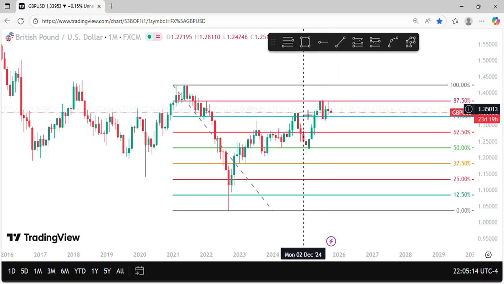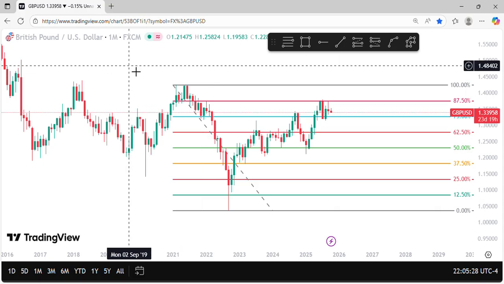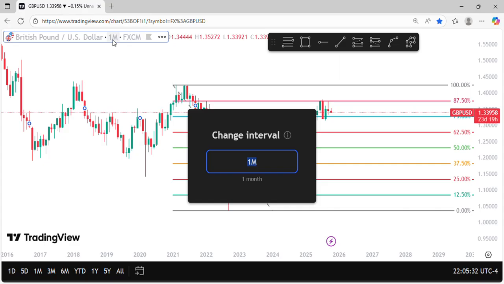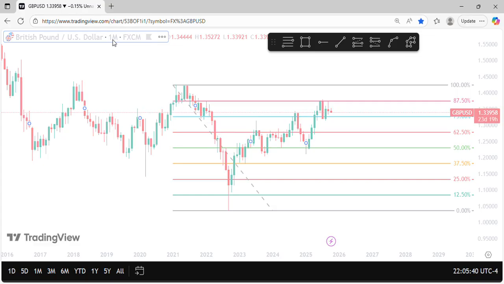I'm going to make a separate video on where I think the dollar index, EURUSD and GBPUSD will be heading for the next 3 months. So let's see. Okay, this is the monthly. Let's move into the weekly and make meaning of whatever is going on right here.